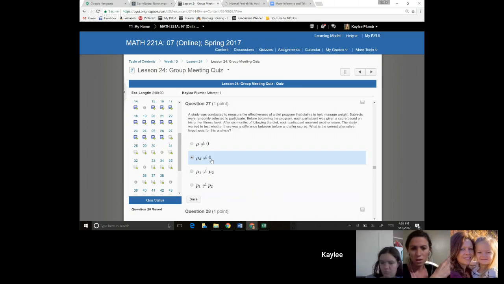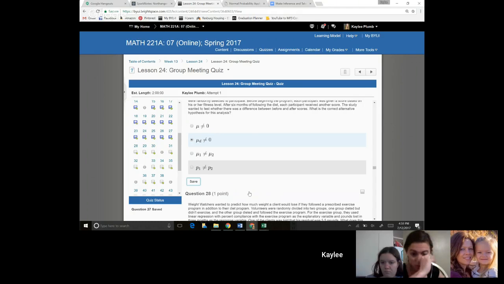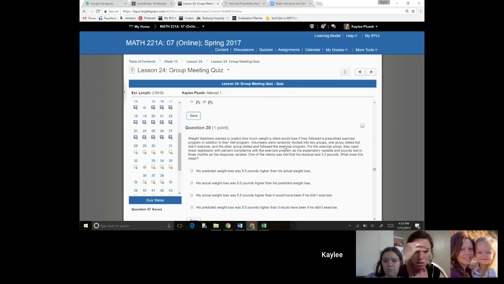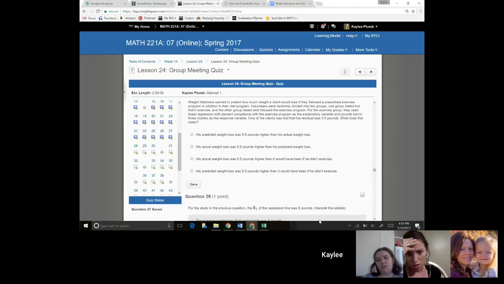I think it's the second one. I think it's the second one too. These residuals. So it's the last one? I thought it was the second one. Why is it the second one? Actual weight loss by 5 pounds higher than expected. I'm just reading this. I'm just double checking.